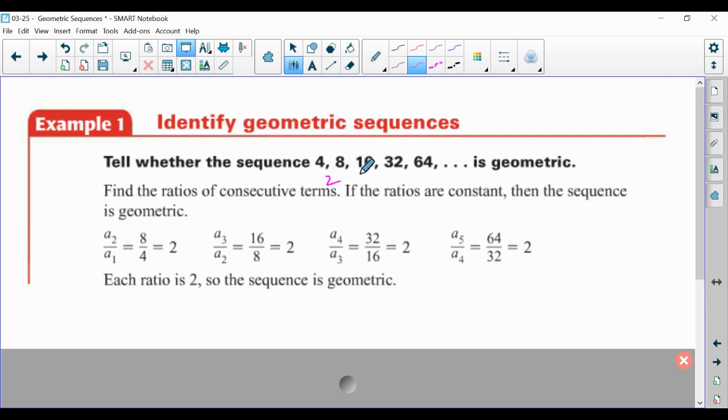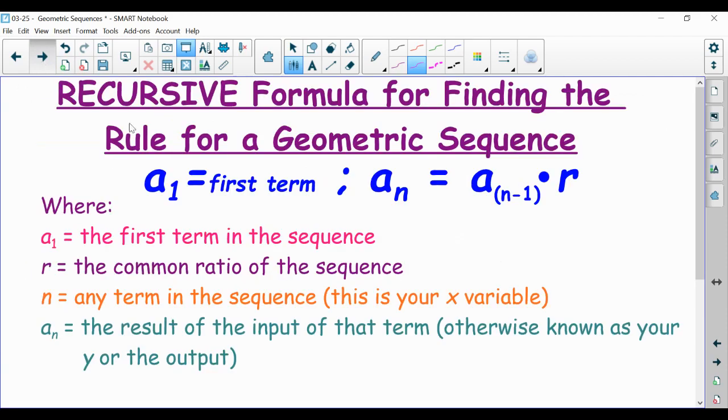I want to make sure that that pattern is consistent before I say it is a geometric sequence. So 16 divided by 8 is also 2, and 32 divided by 16 is also 2. 64 divided by 32 is also 2. Because that does check out as a consistent pattern, we say that 2 is our common ratio, and it is a geometric sequence. If at any point I get a different ratio between two numbers, then I would say no, it's not a geometric sequence because that pattern is not consistent. So we want to make sure we check throughout the entire sequence that it actually works.